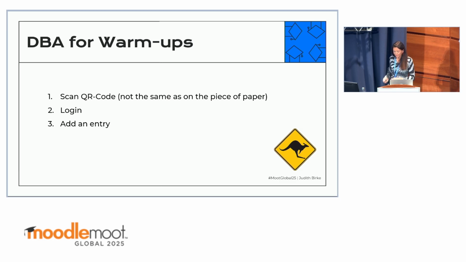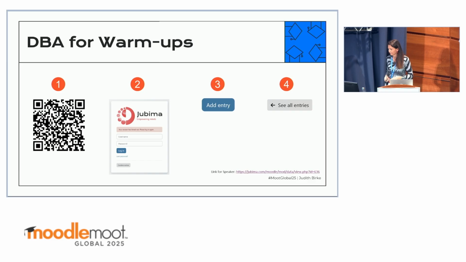And once you're in there, add an entry to the template, to the database activity. So this is the QR code. If you use the one on the card, then you just go into the first course, which is called Word Cloud. Otherwise, scan this one, log in, and add an entry. And I'll go there too with my user.